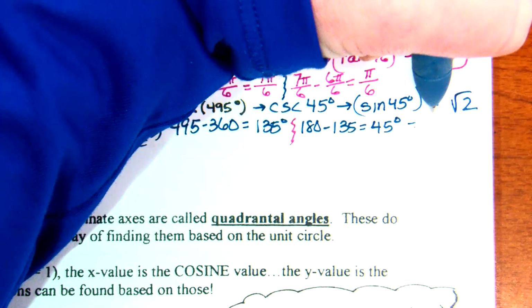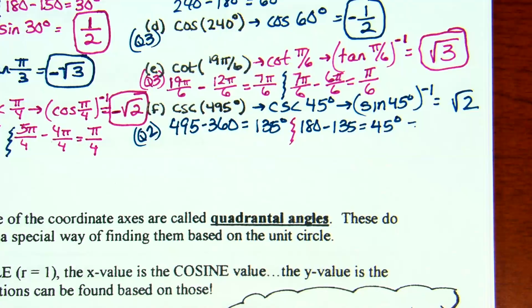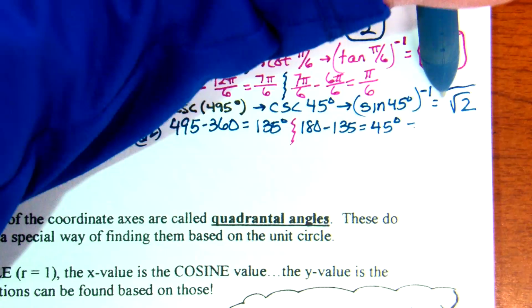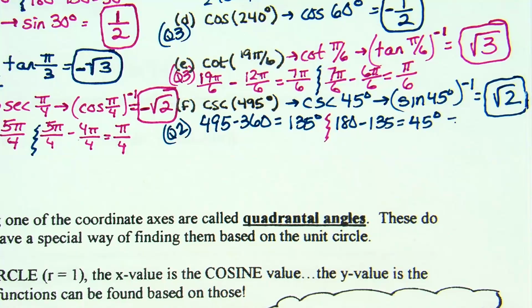And positive or negative? Positive because it's in quadrant 2, all students. Students is S, which is sine, and so this is another positive answer. Okay. You guys got the idea on those?